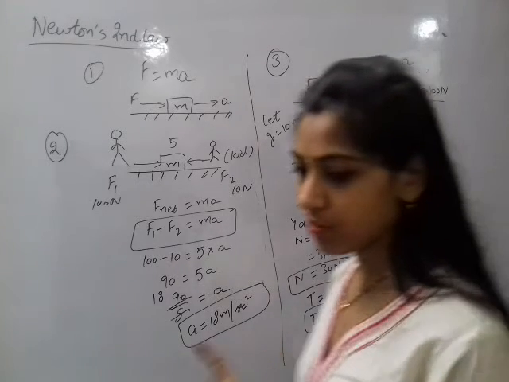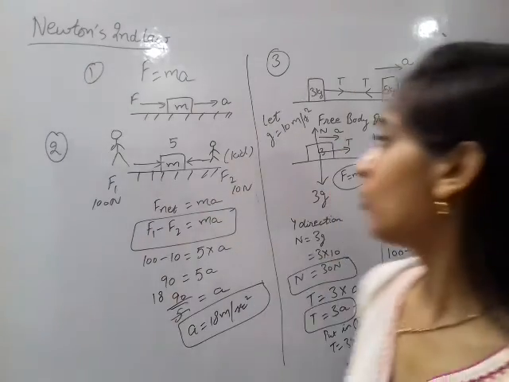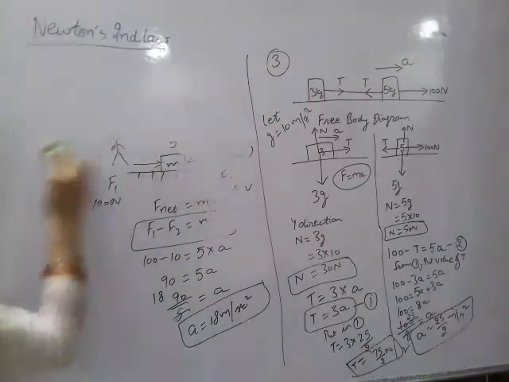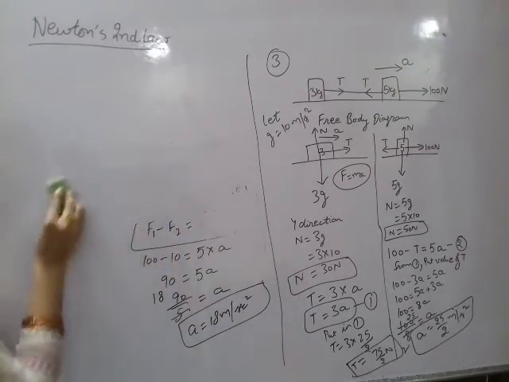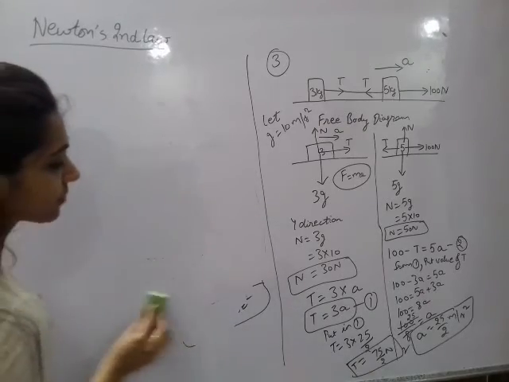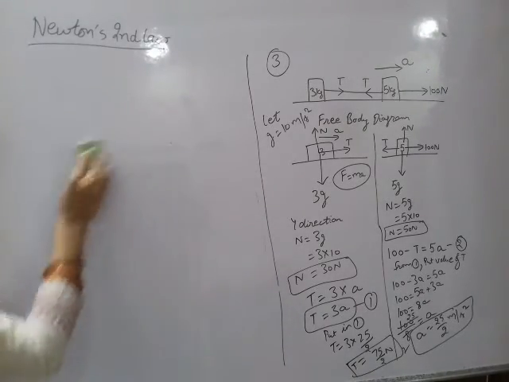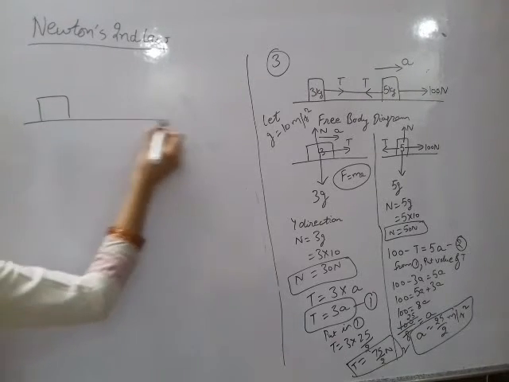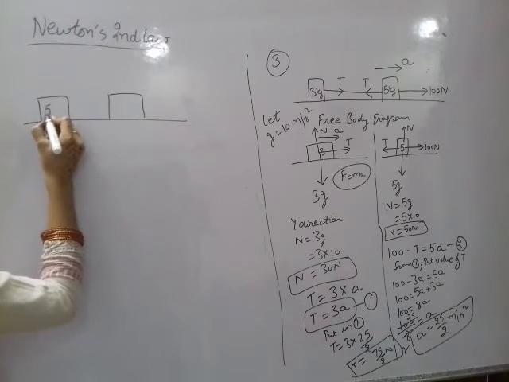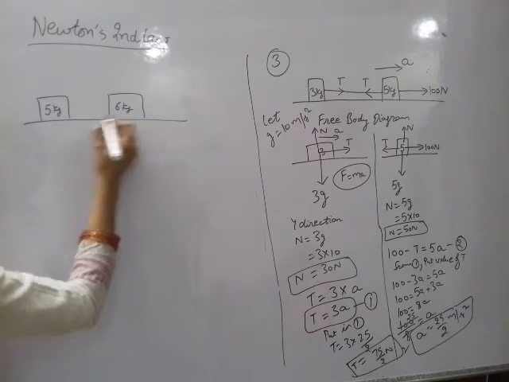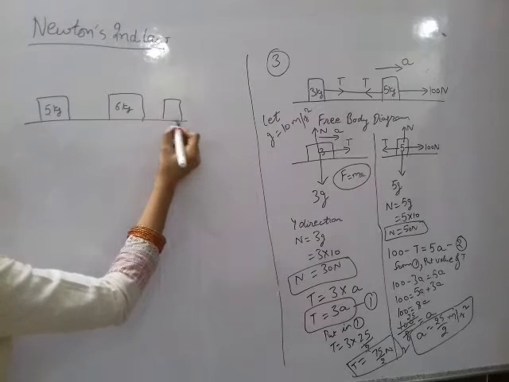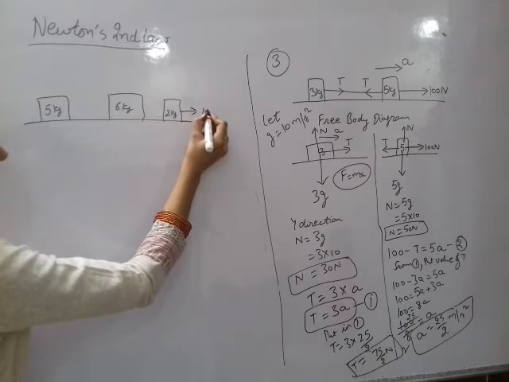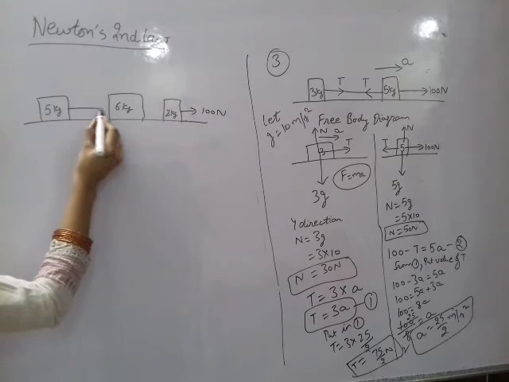Next, the fourth numerical. If we have 3 blocks, here I take only 2 blocks. If we have 3 blocks, what happens? Basics is the same. Let here be a 5 kg mass, then 6 kg, and let here the mass be 2 kg. Let here again 100 Newton force be applied.